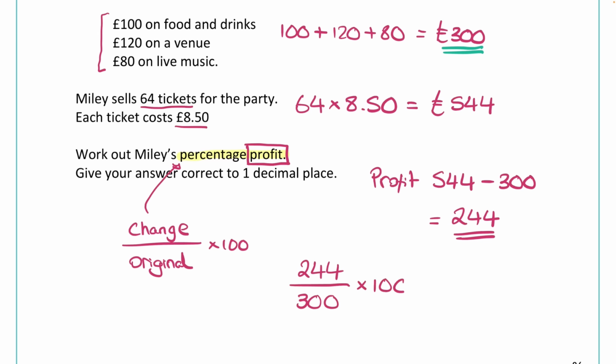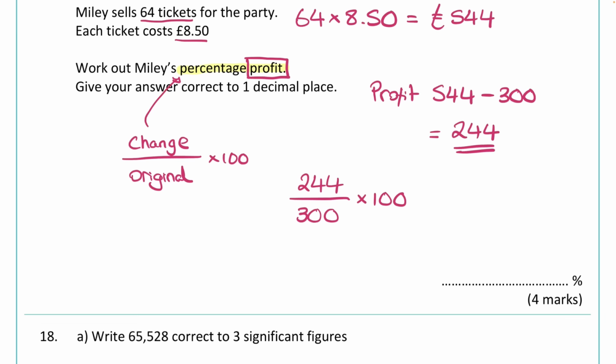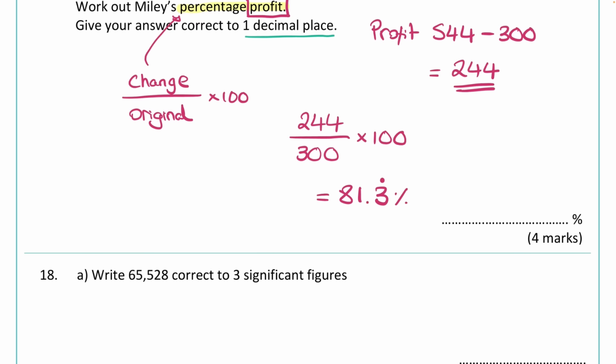We're just going to times that by 100, and that's going to give it us as a percentage. We'll type that in on the calculator, 244 over 300. You can press equals first if you want. It will show it you as a decimal or as a simplified fraction, and then you can times it by 100, or you can just do it all in one go, and that gives me 81.3 recurring percent. Now it said it wants the answer to one decimal place, so after that recurring 3, there'd be another 3, meaning it just stays as 81.3%, and that's her percentage profit there to one decimal place.